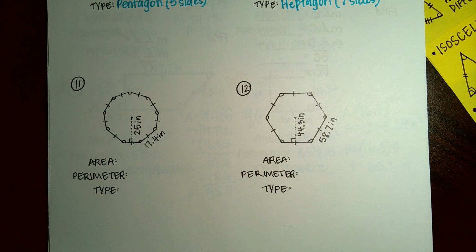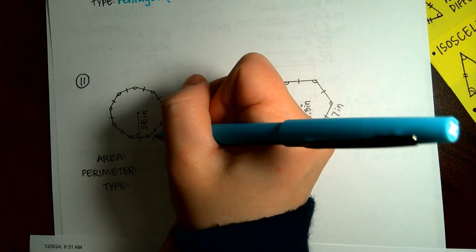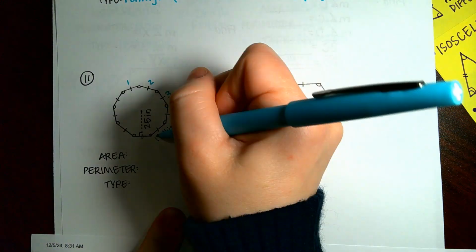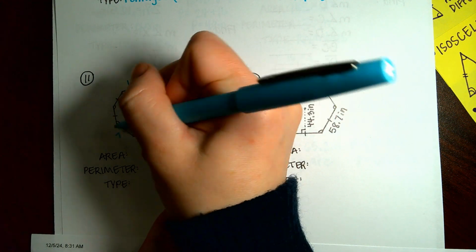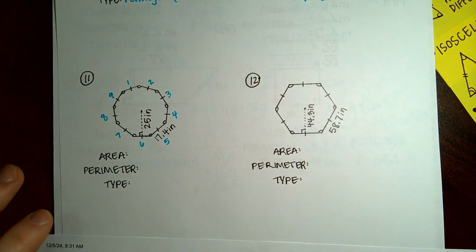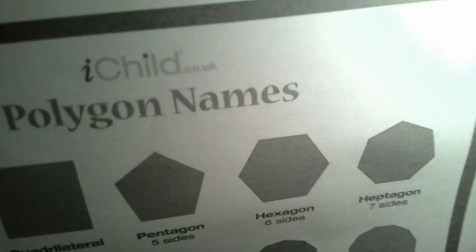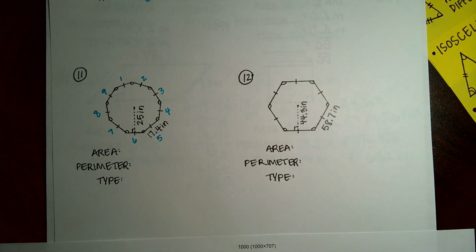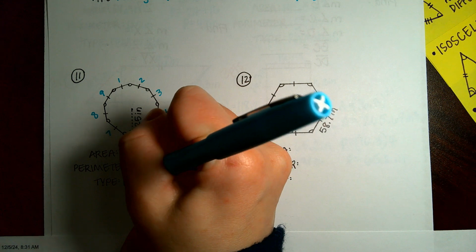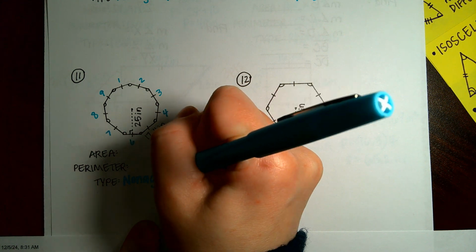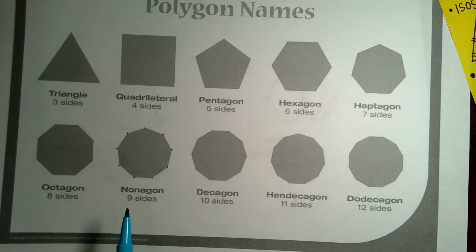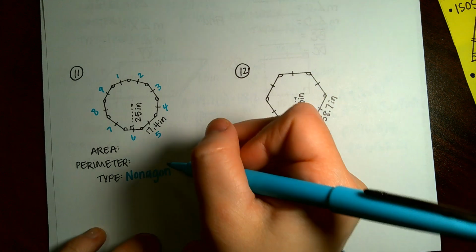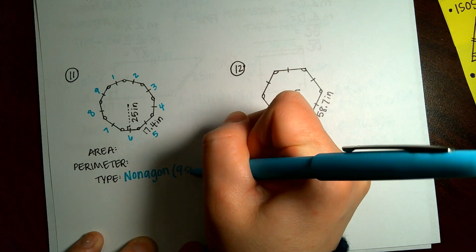How about number 11? How many sides are there? 9? Yeah, there's 9 sides. 5, 6, 7, 9. So we have 9 sides. What type of shape would that be? Nonagon, I think. A nonagon, yes. Nonagon. It's on your sheet. So we have 9 sides here.